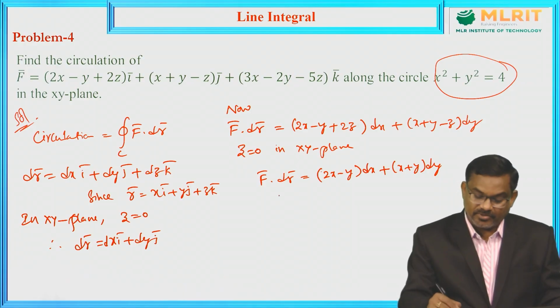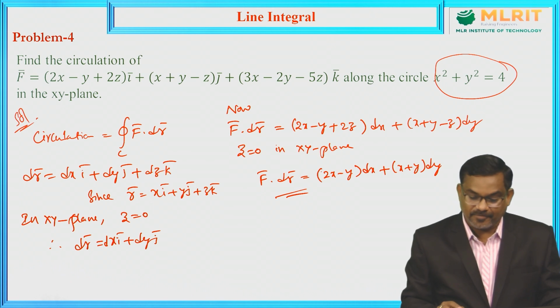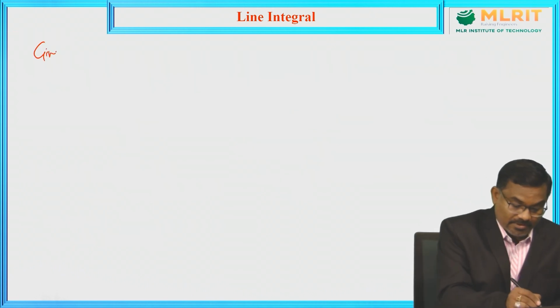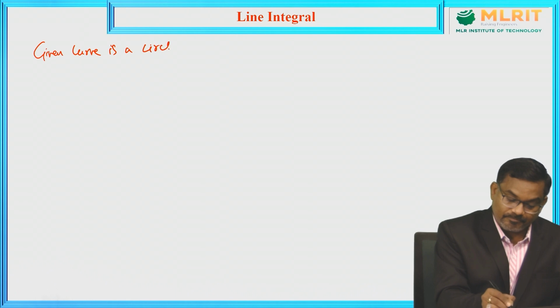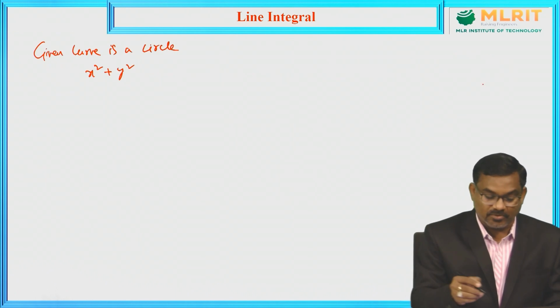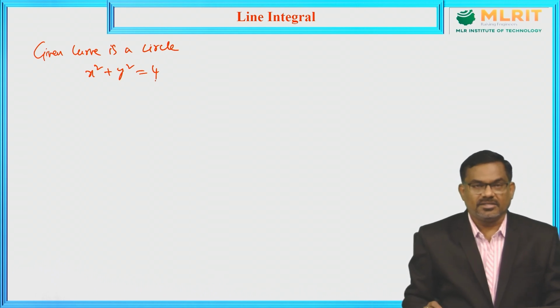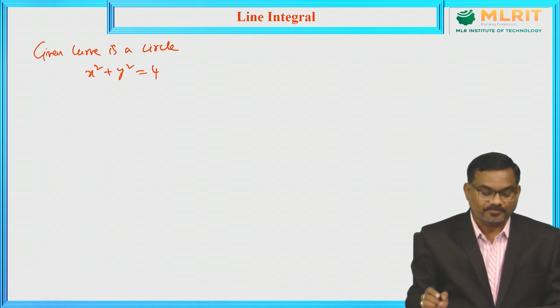Now we need to integrate this along the given curve. Now what is the given curve? The given curve is a circle, x square plus y square is equal to 4. So it's a circle with center at origin and radius equal to 2.